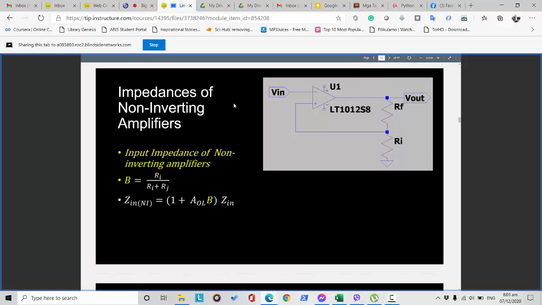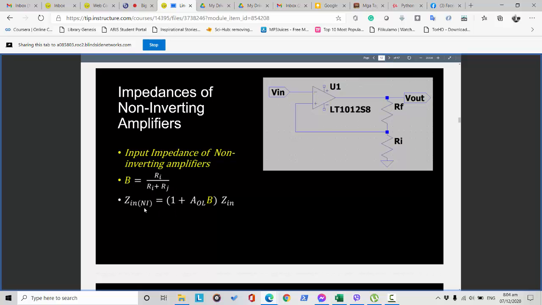So we can also compute the impedances of the non-inverting amplifier. Actually, we need to compute first the attenuation. The attenuation will be computed as Ri divided by Ri plus Rf. These two resistors here, so we compute Ri divided by Ri plus Rf. So that will be the attenuation.